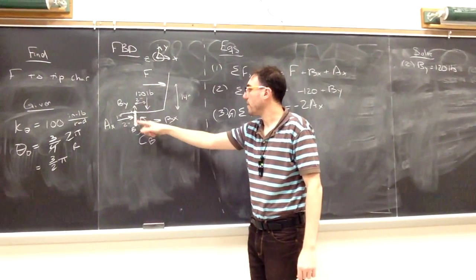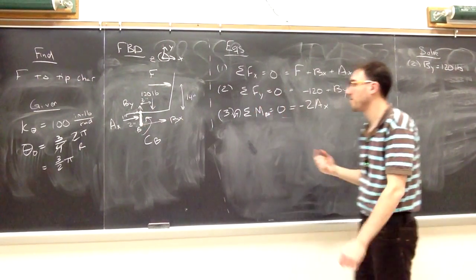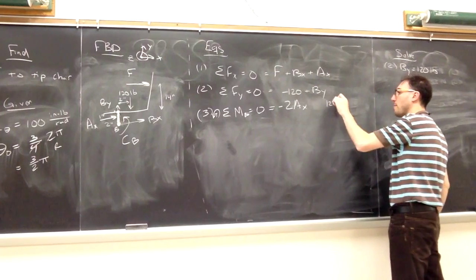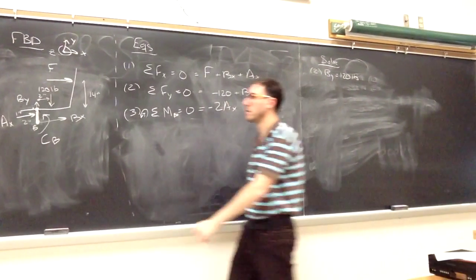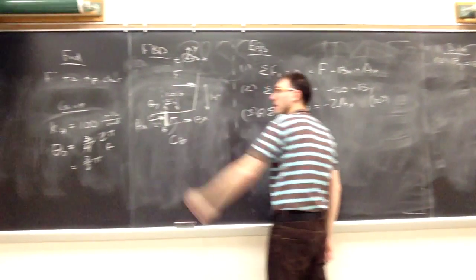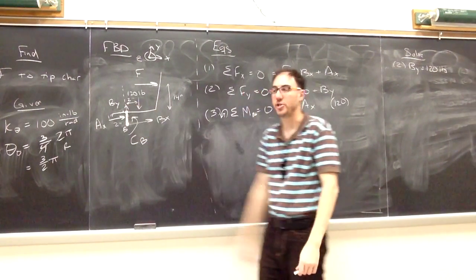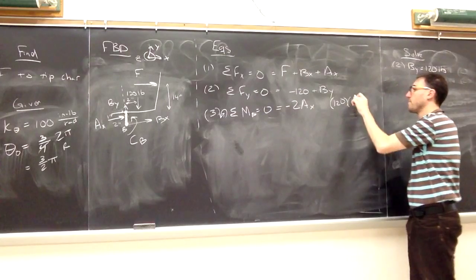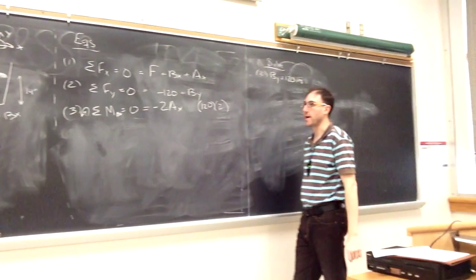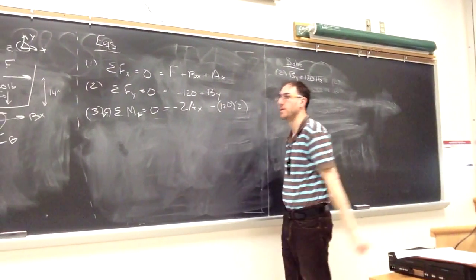That's taken care of. Moving to the 120-pound force, that will create a moment around point B. Its perpendicular distance to point B is the 2 inches. And that 2 is going to create a clockwise or negative moment around point B.